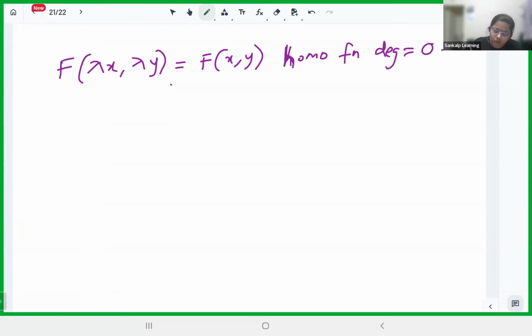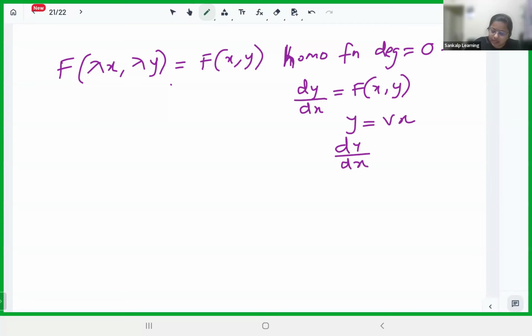Okay, now what you have to do, since it is of the form dy by dx equal to f of xy, what is the substitution that you have to put here? It is nothing but y equal to vx, right? Put y equal to vx. From that, dy by dx is equal to v plus x into dv by dx, applying the product rule, you will get it like this, right?